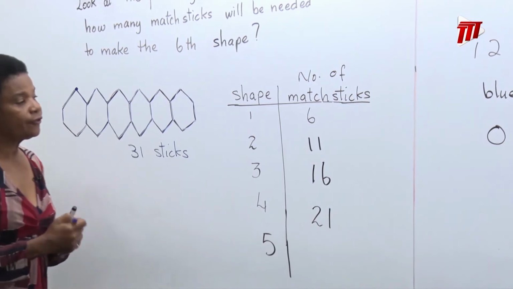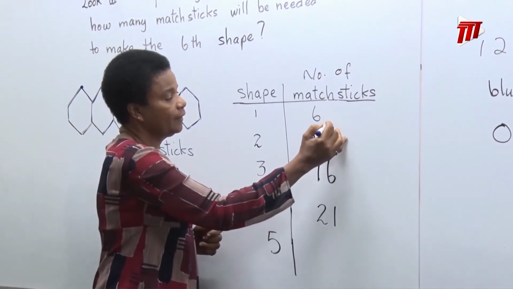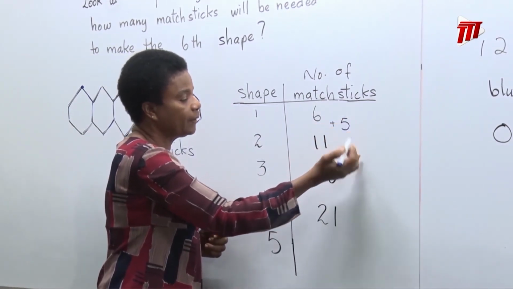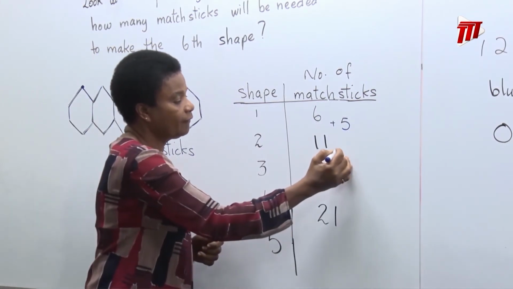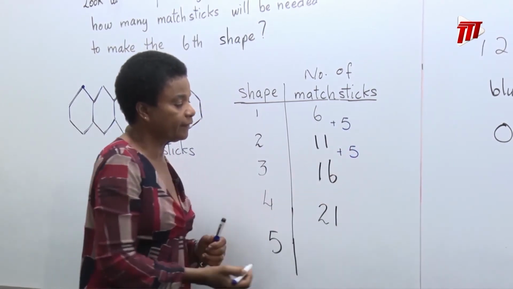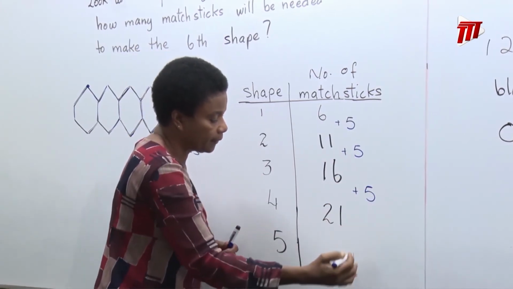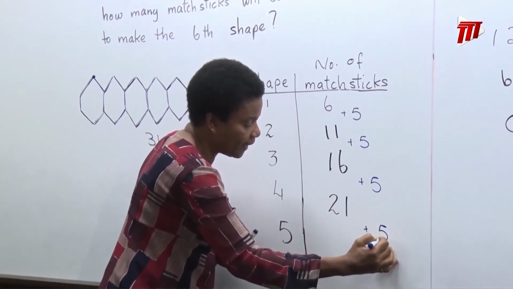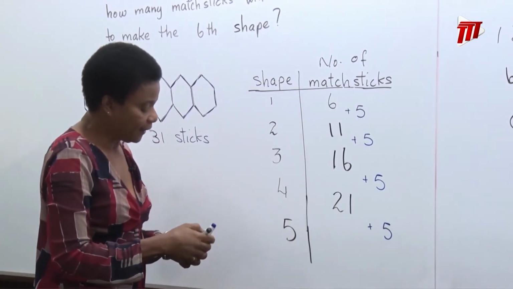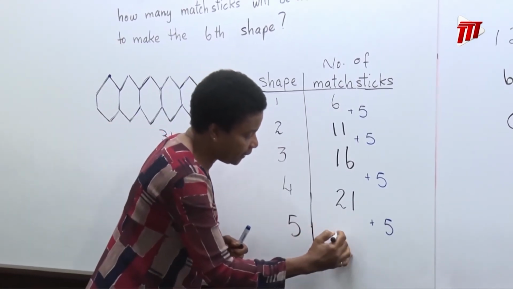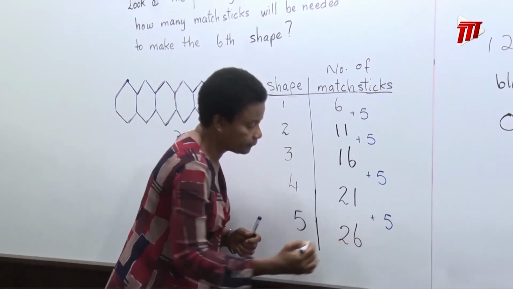Yes, we are increasing by 5. 6 plus 5 will give us 11. 11 plus 5 will be 16. 16 plus 5 is 21. So 21 plus 5, we will infer that the fifth shape will take 26.